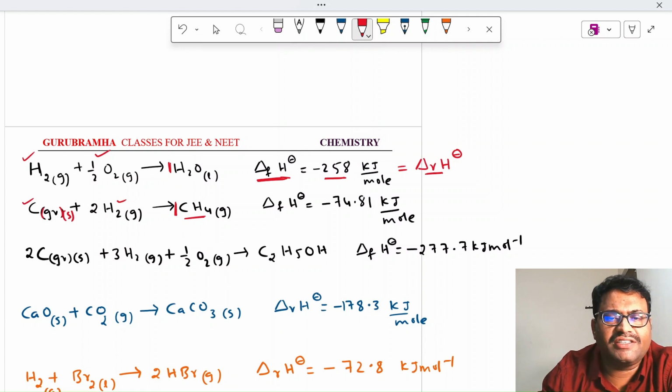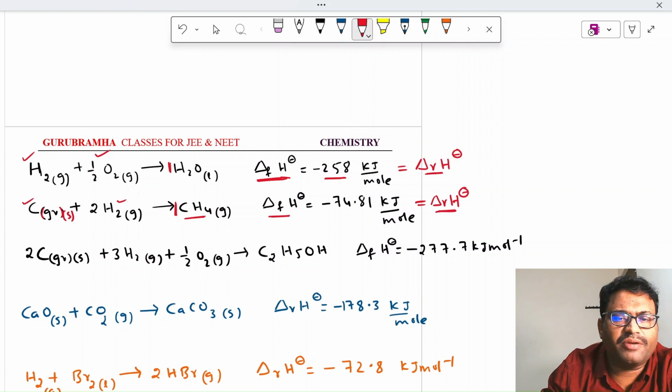During this reaction, some amount of heat is released. How much? Minus 74.8 kilojoule per mole. I can consider this as the enthalpy of reaction. But this enthalpy of reaction is also called the enthalpy of formation, because this reaction is satisfying the definition of enthalpy of formation. Are you getting this?